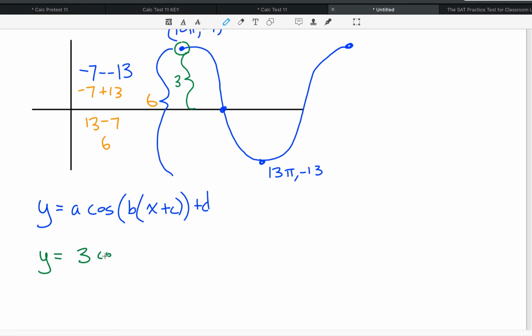So 3 cosine. Whoa, I'm getting some weird lag. That was trippy. And then I have to figure out all this other stuff. So I'll leave this as x here, plus or minus something. I can figure out the midline right now. That's kind of easy to figure out.